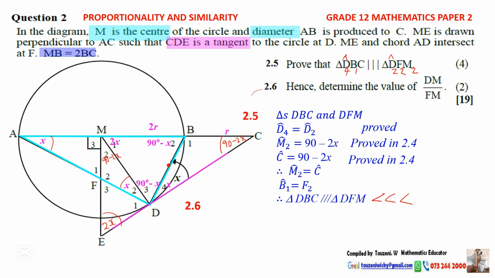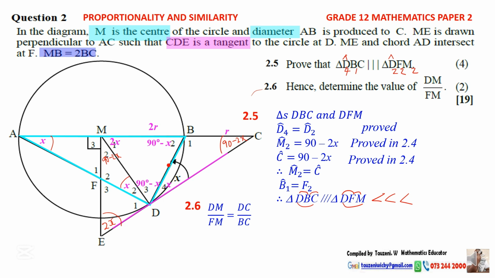I'll leave number 2.6 for you to do, but in general, we know that when two triangles are similar to each other, we divide the sides of the two triangles. The first two letters over the first two letters, the second to the third over the second to the third, then the outside divided by the outside. That is the concept of similar triangles. The sides of the triangles are in the same proportion.